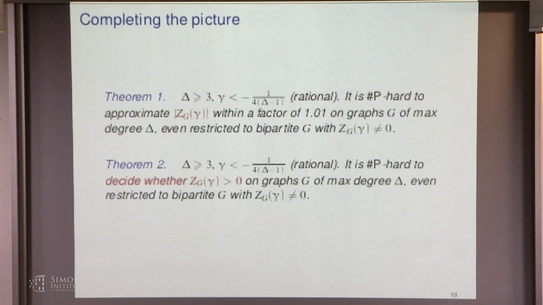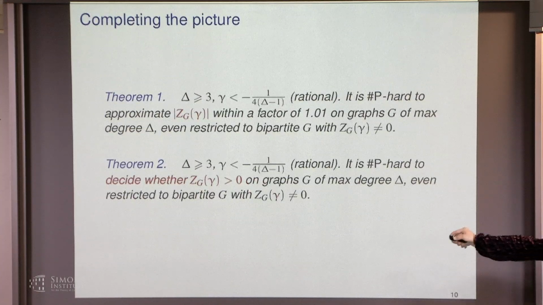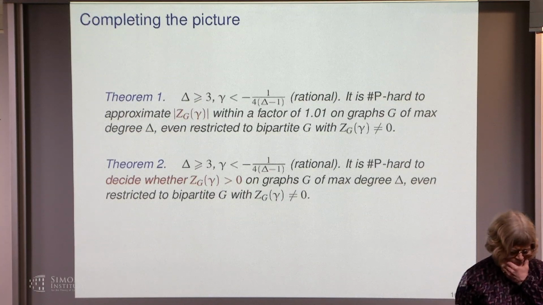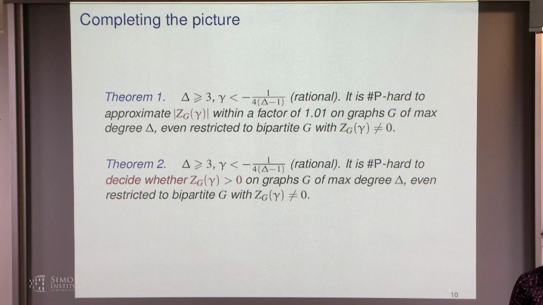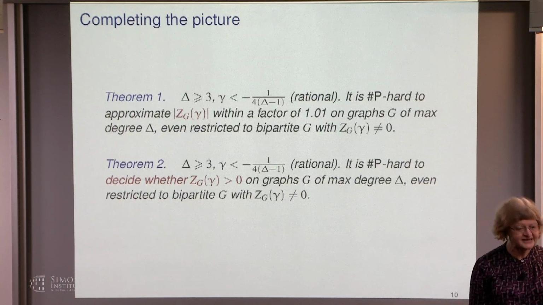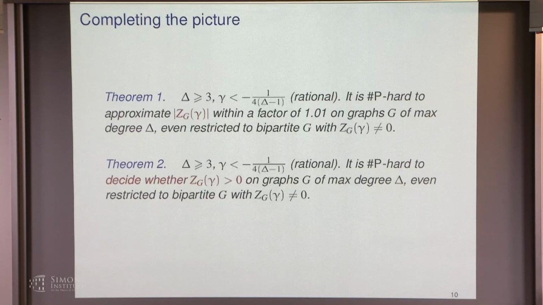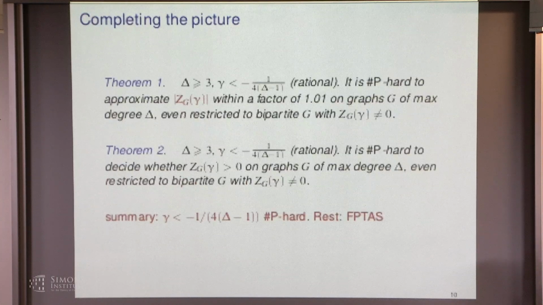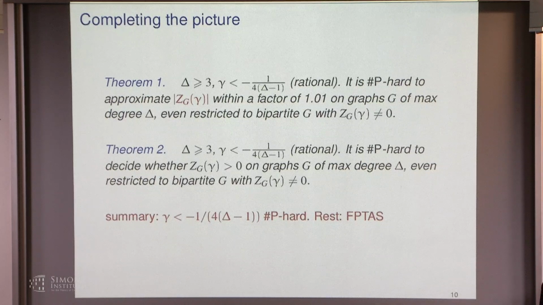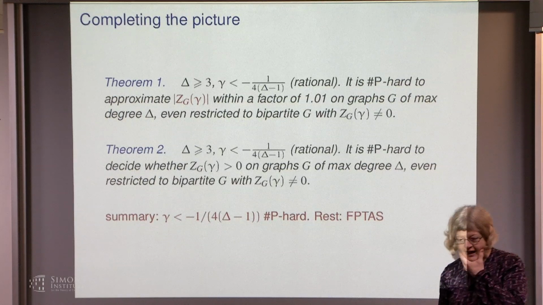That's hard. And the other thing that's hard is that the partition function is a real number, and deciding whether it's positive or negative is similarly hard. So approximating the argument additively, just to the extent of determining whether it's a positive or negative real number. So that's the summary for bounded degree graphs.